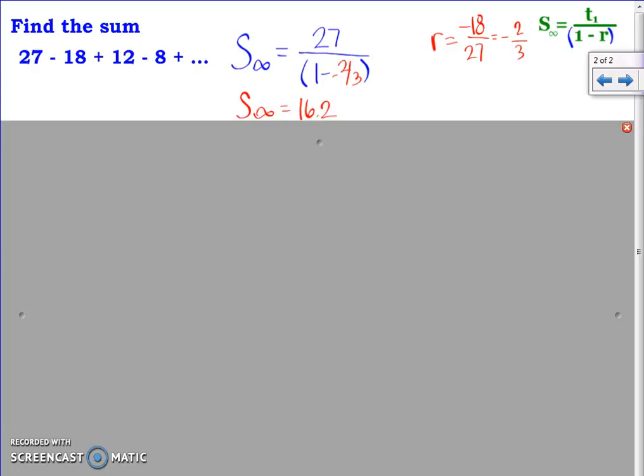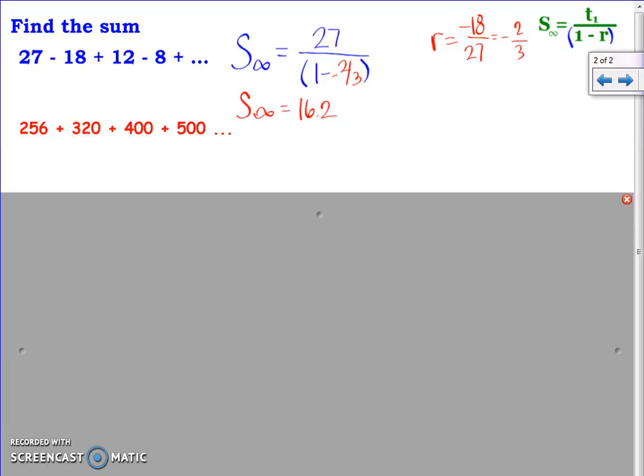Now, if the numbers are getting bigger and we keep adding on bigger and bigger numbers, what do you think the total would be? Much larger. What would we say is our answer? Infinity. Okay, so if your numbers are getting bigger, your answer is simply infinity. You don't have to use the formula. Okay, so let's look at this one. What's the answer here? Infinity.